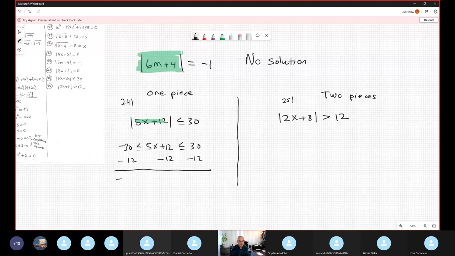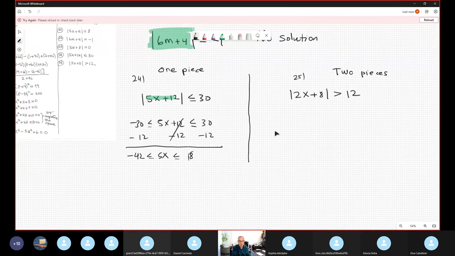Subtracting 12, this is negative 42. This is 5x, of course, the bars are canceled, that was the intention. And this is 30 minus 12, yeah, 18 positive. Finally, divide everything by 5. Negative 42 over 5 is less than or equal to x, which is less than or equal to 18 over 5.